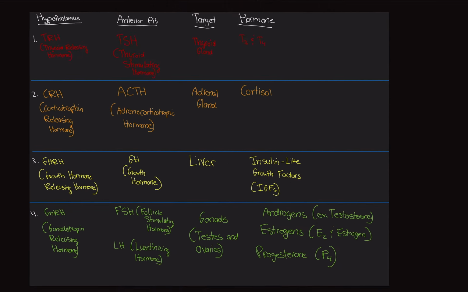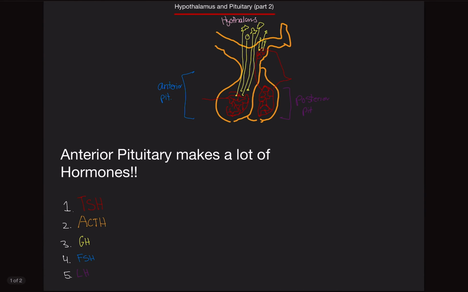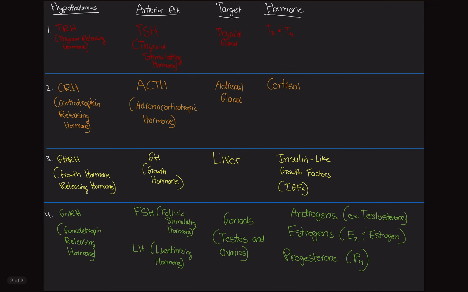And that sums up the hypothalamus and the anterior pituitary. That's it. You honestly just need to memorize this graph I gave you, or this table I gave you. It'll make it so much easier.